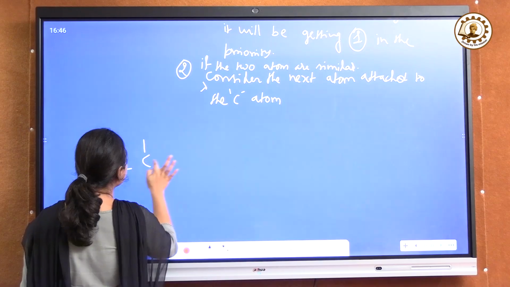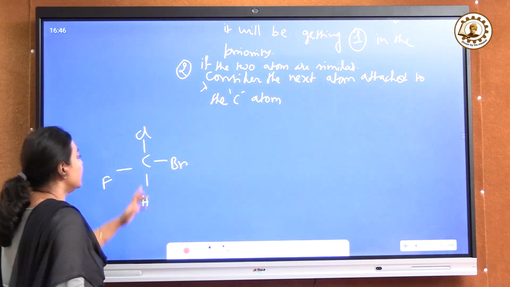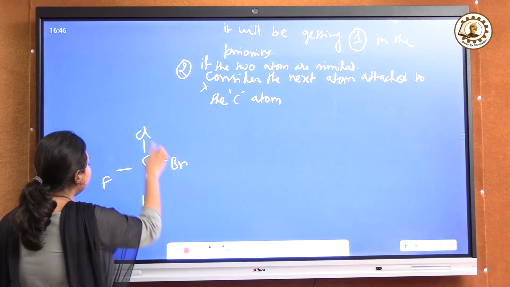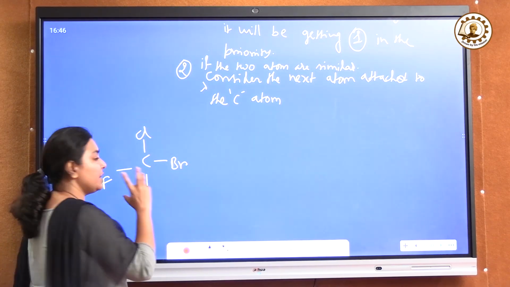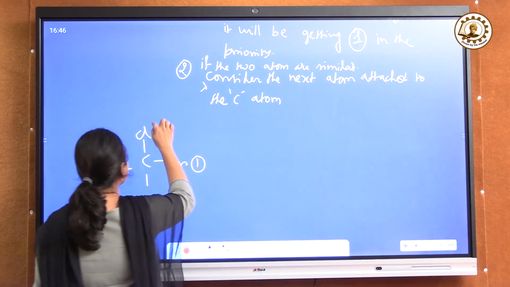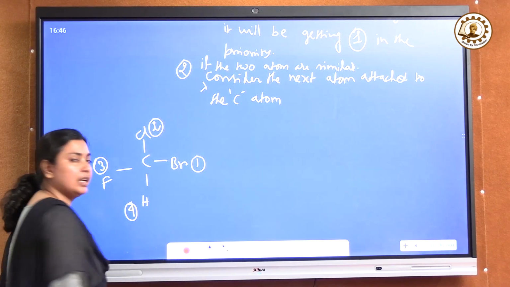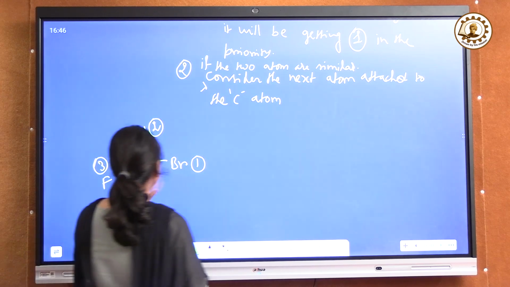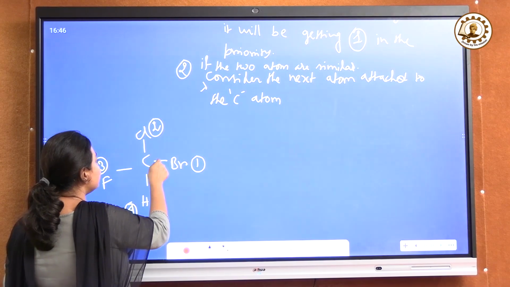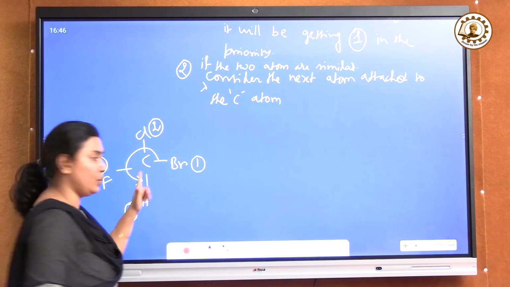For example, this is one chiral carbon atom and there are 4 different substituents. So in between these 4 substituents, which one has the highest atomic weight? Br has the highest atomic weight, then Cl, then fluorine, then hydrogen. So in this case, the order 1, 2, 3 is anti-clockwise.